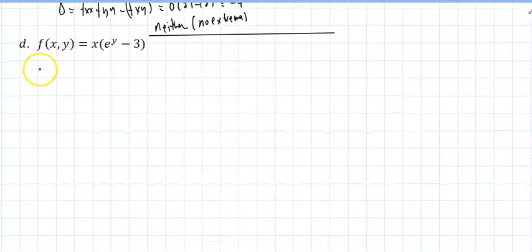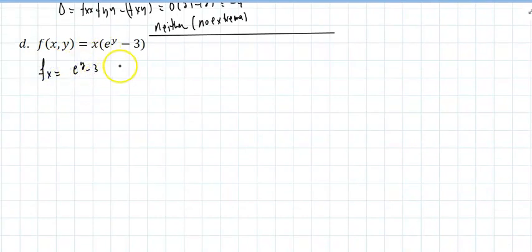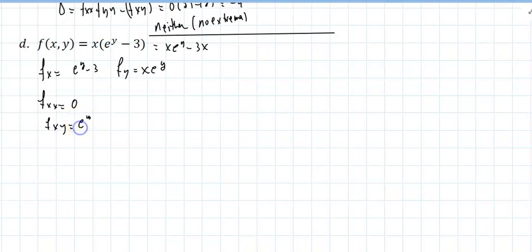The same deal here. If I take f sub x, that is e to the y minus 3. If I take f sub y, that is x times e to the y. The whole thing, right? Let me think. This is actually x e to the y minus 3x. There. F sub x I got right. F sub y is x e to the y. My mistake. So let's go f sub xx, that's a 0. F sub xy, that is e to the y. F sub yy is x e to the y.